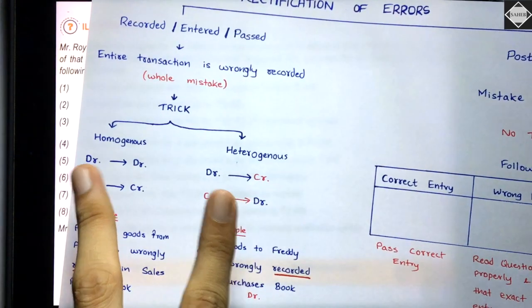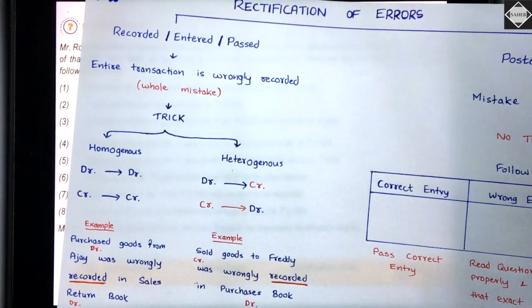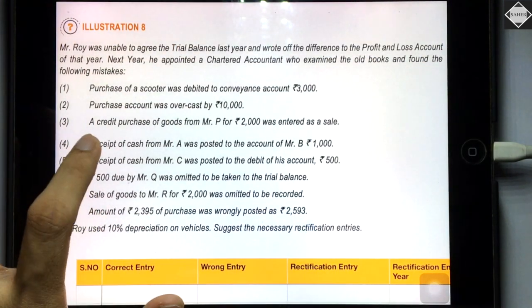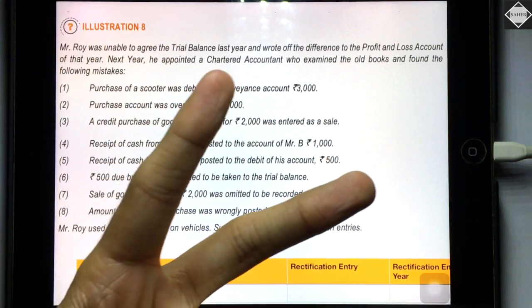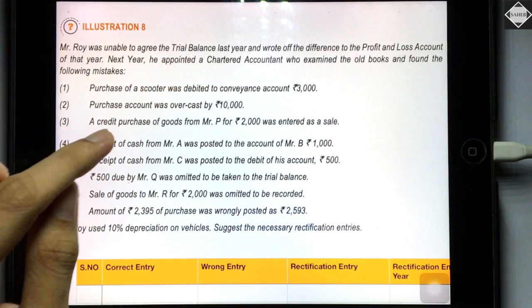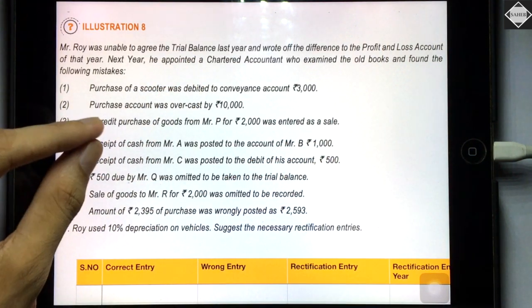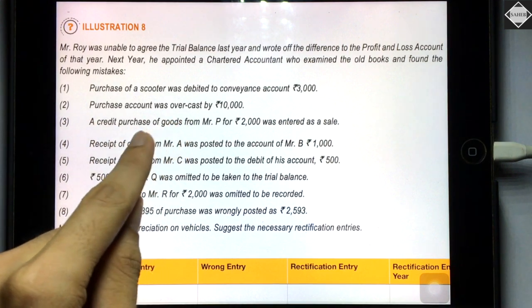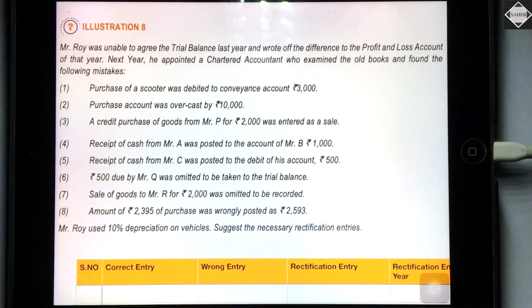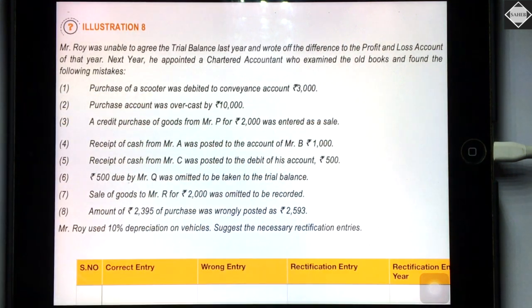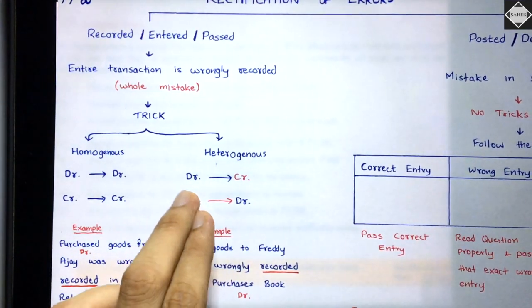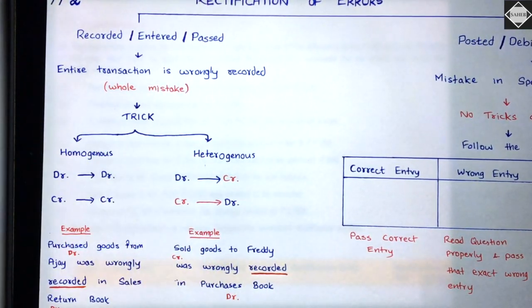You all know we have two tricks over here, homogeneous and heterogeneous. Now you have to identify which is this. See here, a credit purchase. Purchase means debit. You have to read the error in two parts, the correct part and the wrong part. Credit purchase. Purchase means debit balance, from Mr. P, was entered as a sale. Yeah, a purchase book transaction was recorded in the sale book. That's what they are saying. Sale has credit balance, isn't it? Sale account has credit balance. So debit has gone into credit. This is a heterogeneous error.